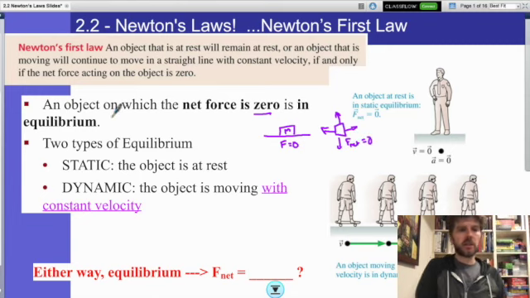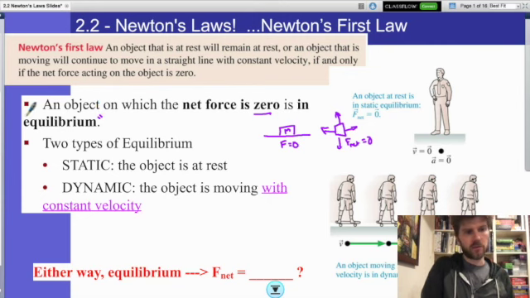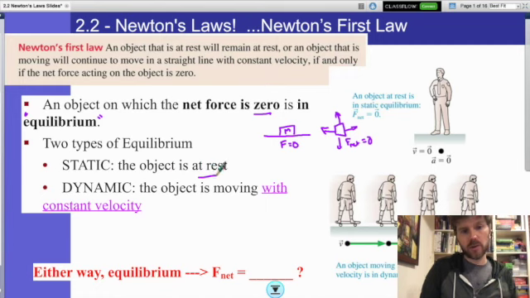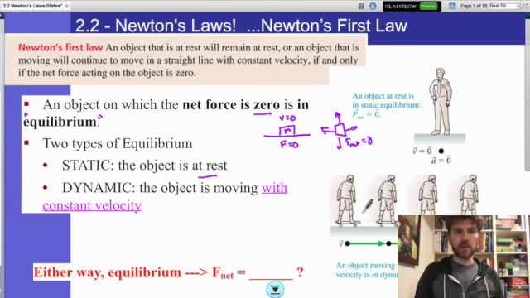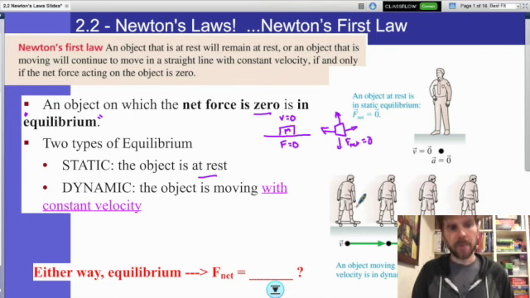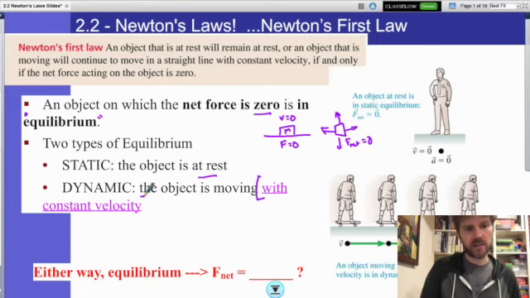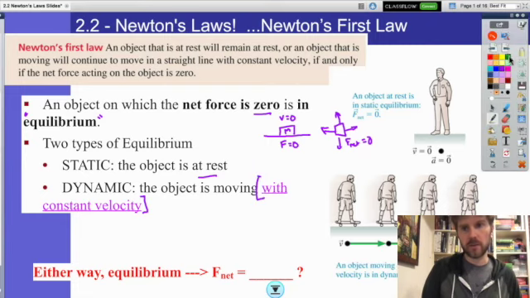In this case, we say the object is in equilibrium, and there's two ways to be in equilibrium. You can be in static equilibrium, where the object is at rest with a velocity of zero, and this is the one everybody thinks of as being equilibrium. You could also be in dynamic equilibrium, where the object is moving with constant velocity, and this is the one that always trips people up.